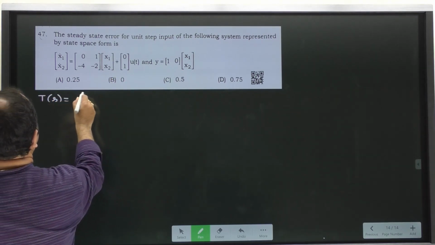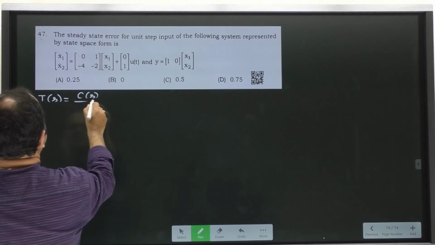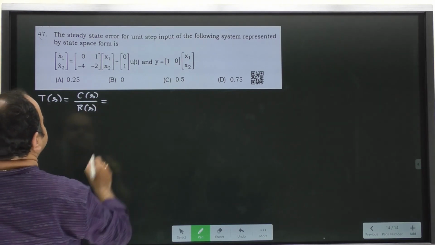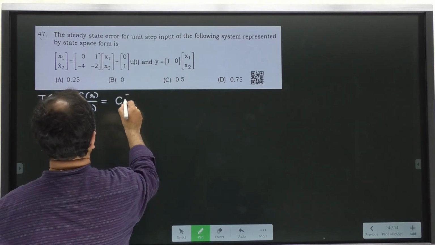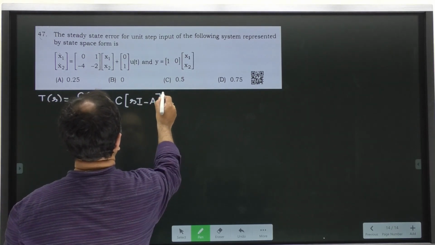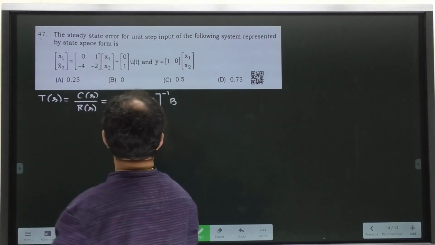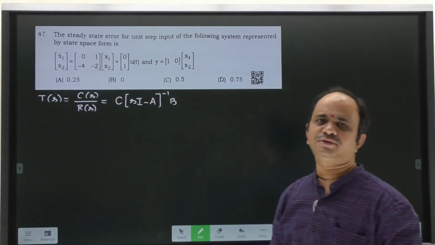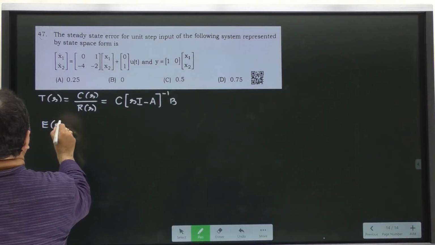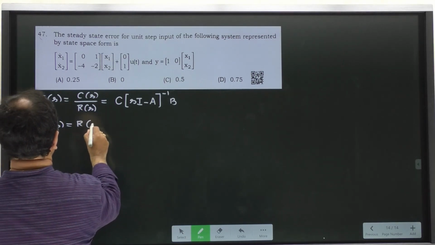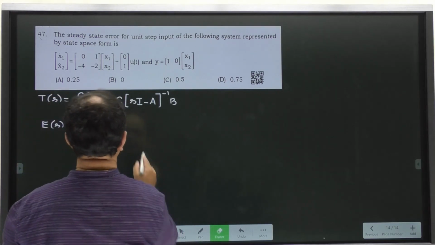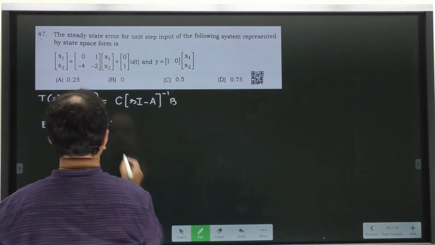Closed loop transfer function T of S is equal to C of S divided by R of S. This can be written as C multiplied with (SI minus A) inverse into B. This is a closed loop transfer function matrix. What is error function? E of S is equal to R of S minus C of S.